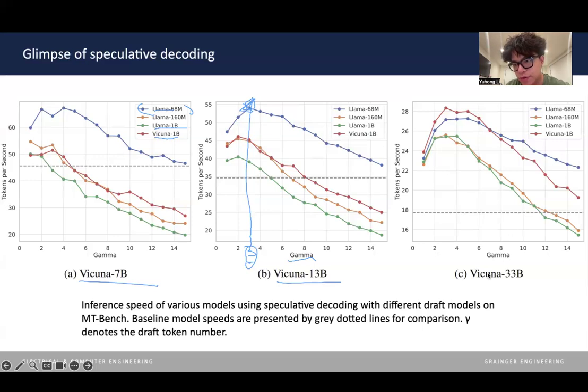And for Vicuna 33B, you can see we can use the Vicuna 1B. This is better, right? Also gamma 3. Yeah, just some explorations on which model we need to choose for speculative decoding and which hyperparameters we have to choose. Basically, analysis. Not too much to talk about here.